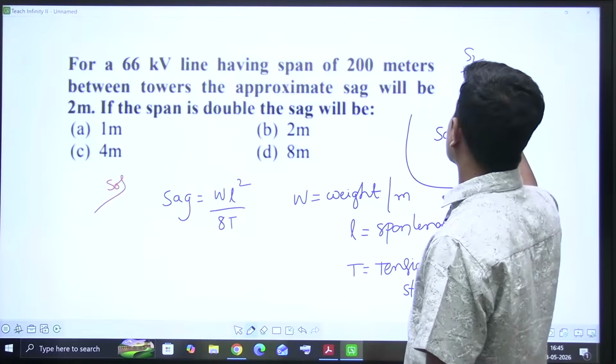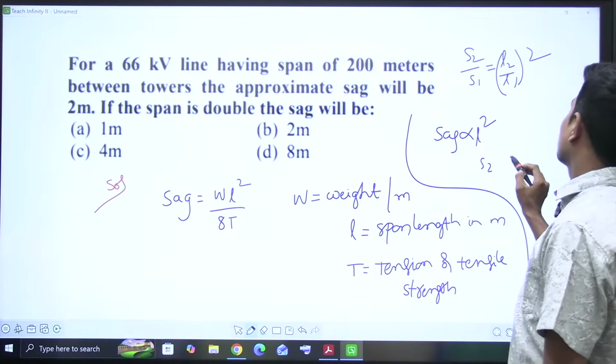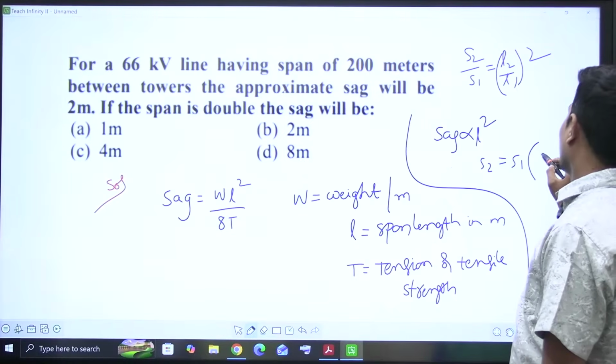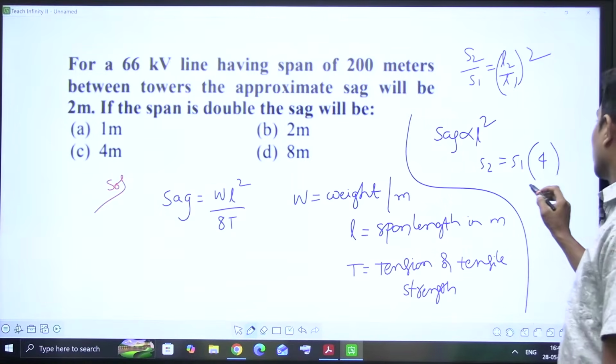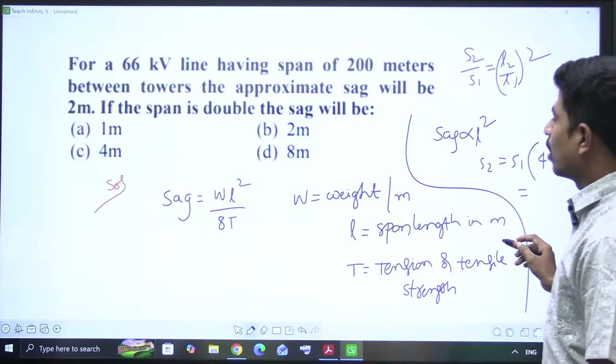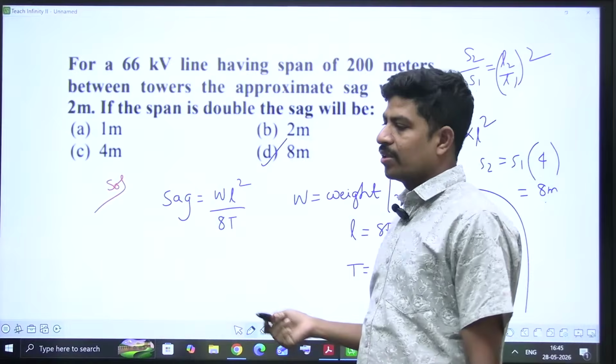S2 by S1 is equal to L2 by L1 whole square. So S2 is equal to S1 into 2 squared, which is 4. L2 is 2 times L1, and L1 gets cancelled. So 4 into S1. How much is S1? 2 meters. So it is 8 meters simply. Option is D, D for Delhi.